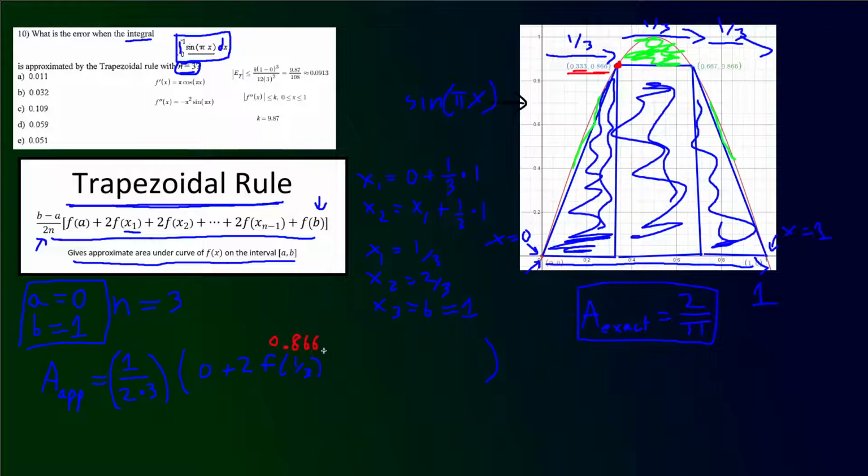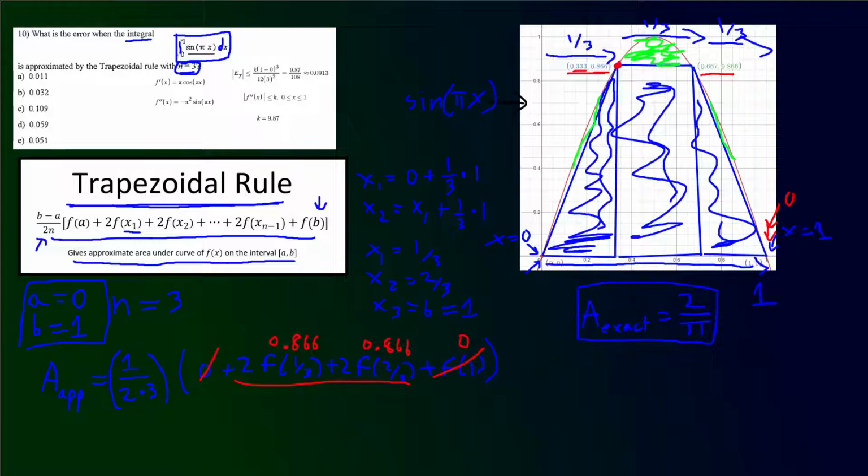And then we're going to do plus 2 times f of x2, which is 2 f of 2/3, which if you look at the graph at 2/3, which is 0.667, again the height is 0.866, so it's actually the same height, which is interesting. Okay, and then f of b, we're just going to add at the end, so f of 1. But if you look, we're back at 0, so this is 0. So we can cross out the 0 parts, just add this stuff up and multiply by 1/6.